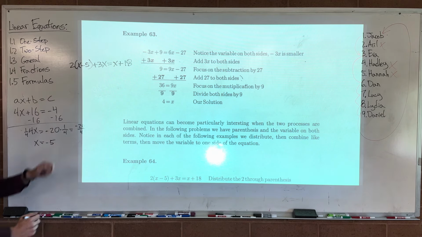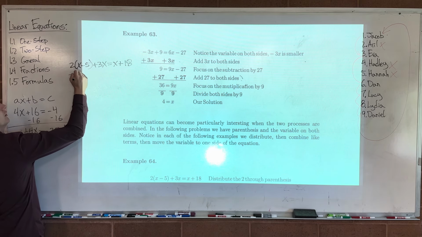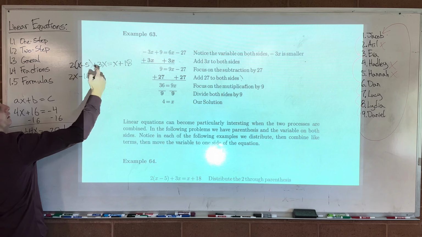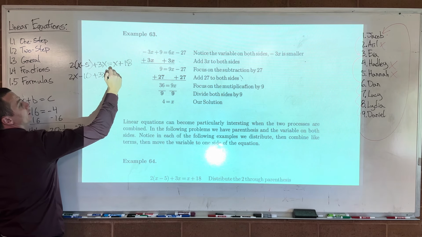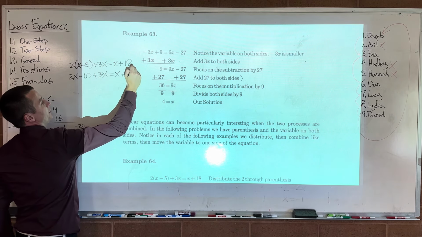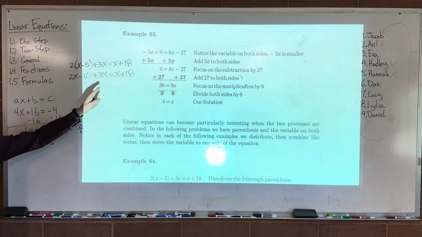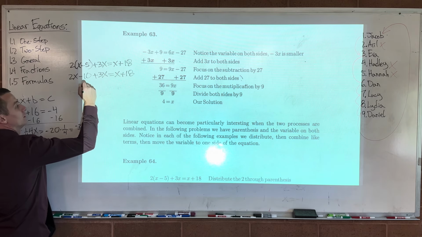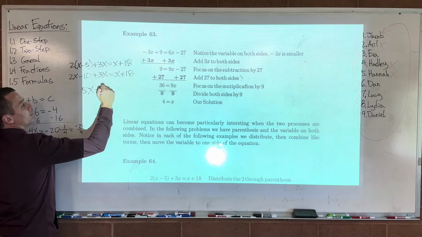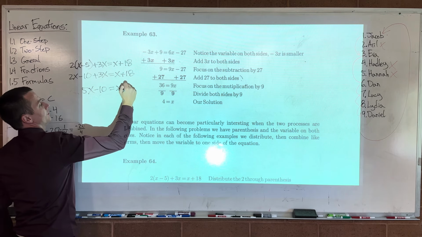Distribute your 2 first. So 2x minus what? Negative 10. Minus 10. Then we still have plus 3x equals x plus 18. Now what do we do? Combine like terms. We have 2 x's here and 3 x's here. So how many x's do we have? 5x. We have 5 x's. Right. So 5x minus 10 is equal to x plus 18.